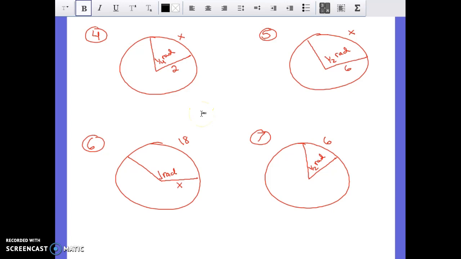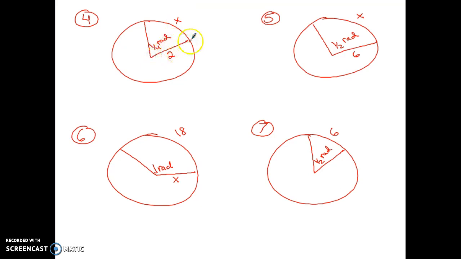Okay, kind of working in a different direction. Now I'm giving you the radius, and I'm telling you what the angle is, and I want to know how much this is. So if you look at number 4, we've got that the radius is 2. And if your radian is only 1/4, that means this part, and I know these aren't drawn to scale, this part, the concept is it's going to be 1/4 of this. So 2 divided by 4 is a half.